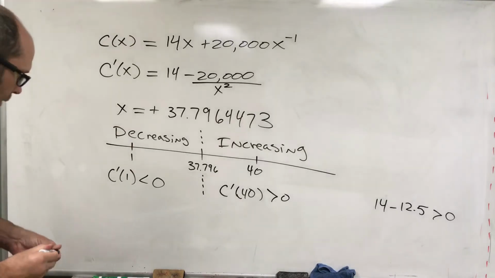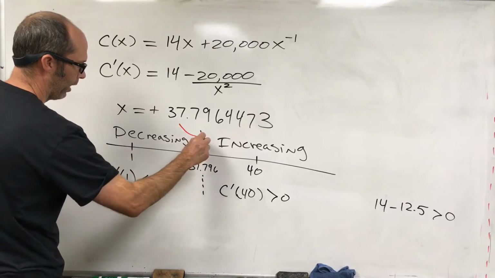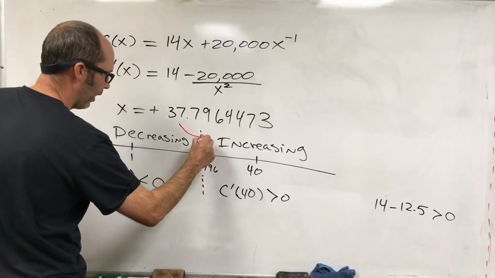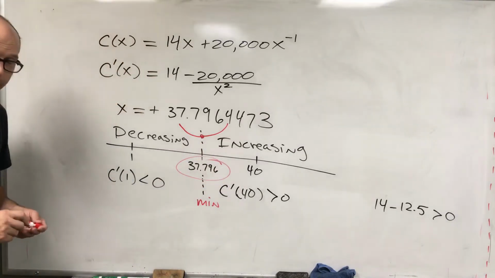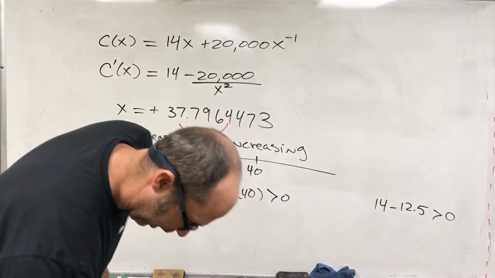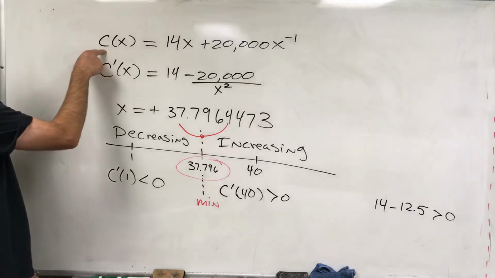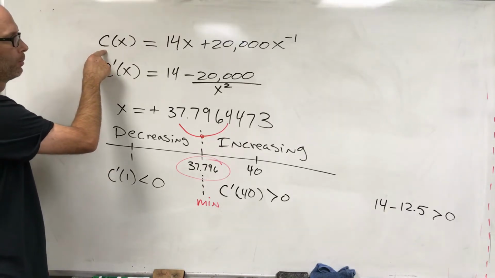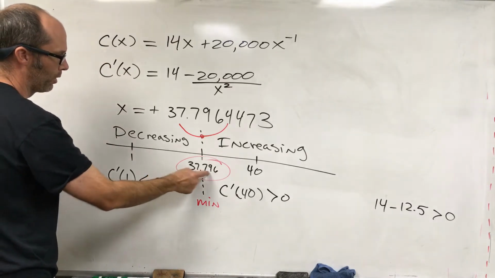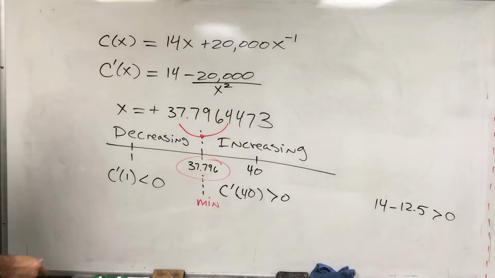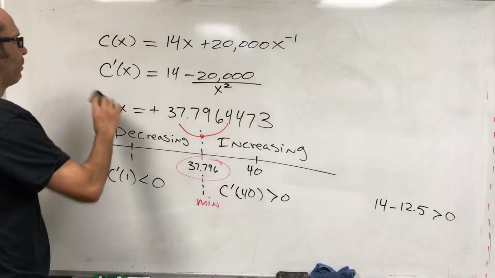Decreasing to this point here, 37.796, and increasing afterwards, you can see that that is a min. We wanted to minimize, and we found a minimum. The question now asks for the minimum cost. Here is our cost equation in terms of x, and we found that 37.796 gives a min. So now we can plug that in and find our minimum cost.